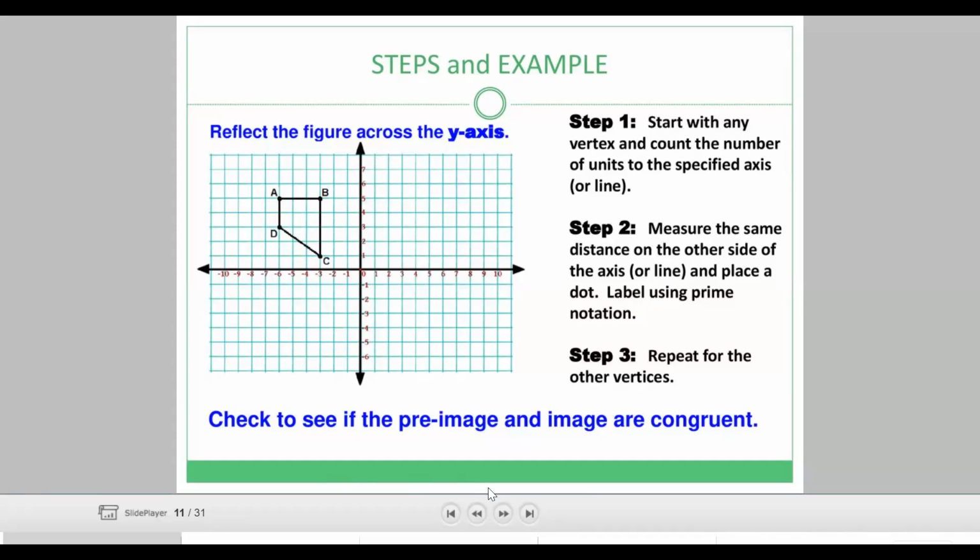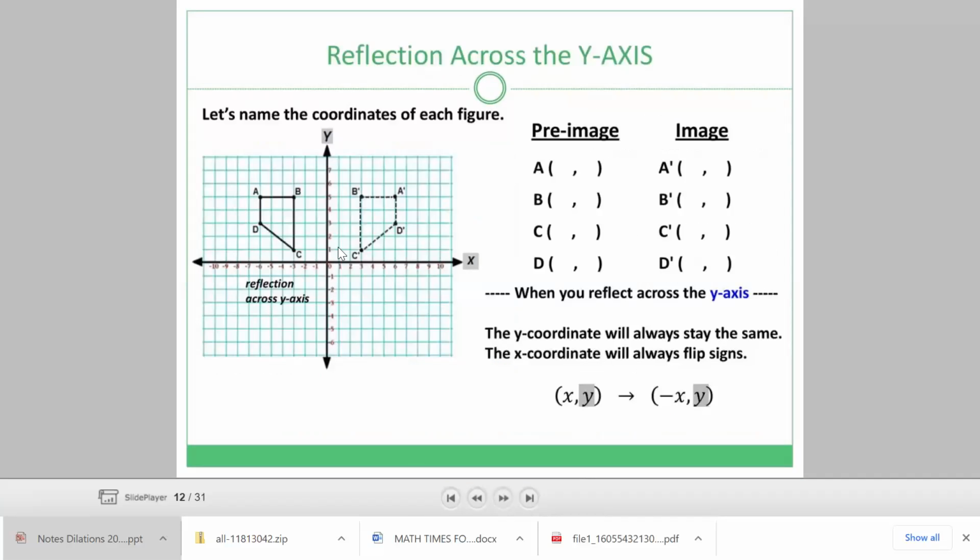So let's look at what the answer will look like. When you identify your y-axis, then you count how far it is from the y-axis. So in A's case, it's 1, 2, 3, 4, 5, 6. And on the other side, you must also do 6. You count B. B is 1, 2, 3. To get B prime, on the other side, you do 1, 2, 3. Same distance away. And so this is what your image will look like.